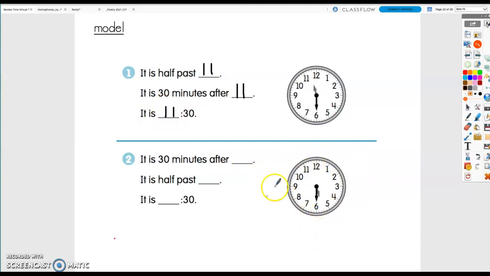Okay, we're going to look at this example as well. So we have number 2, it says it is 30 minutes after blank. Well, we have the hour hand, which again is the shorter one, in between the 5 and the 6. So it's not to the 6, it's not to the 5, it's in between. So it's 30 minutes after 5 o'clock. So it's half past 5 o'clock. And so it is 5:30.